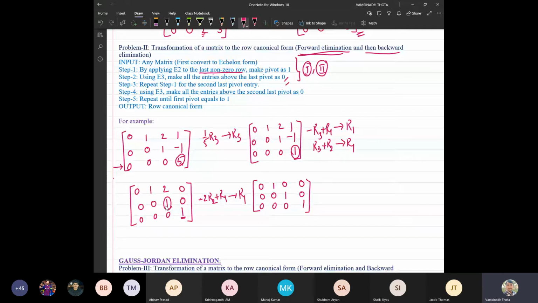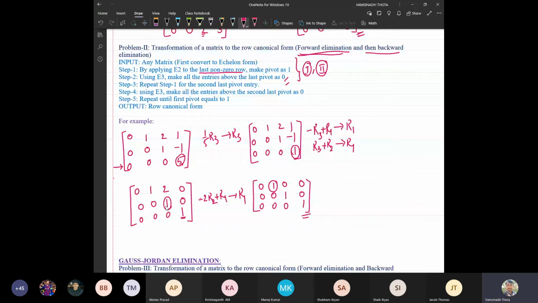Now what is the first pivot element? The first pivot element is already 1. We are lucky. No need to apply any row operation. Now what do we need to do? Backward elimination. Above this pivot element, all the remaining entries should be 0. But in fact, there are no other rows above this pivot element, because this is the first pivot element.